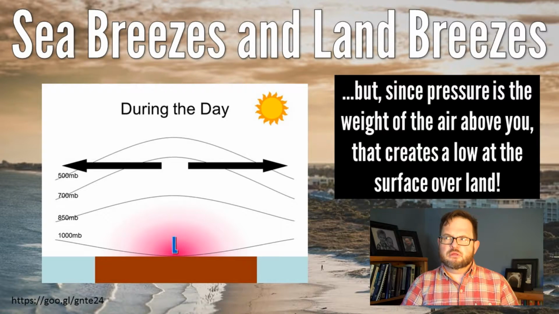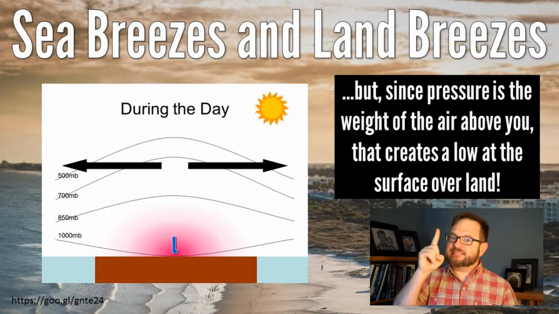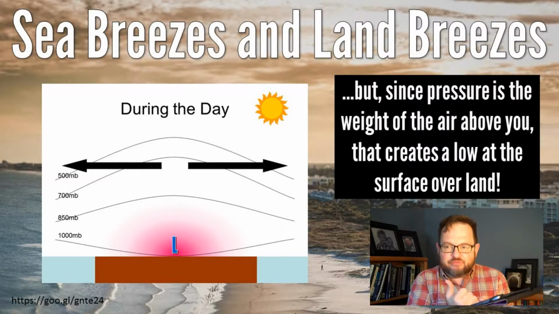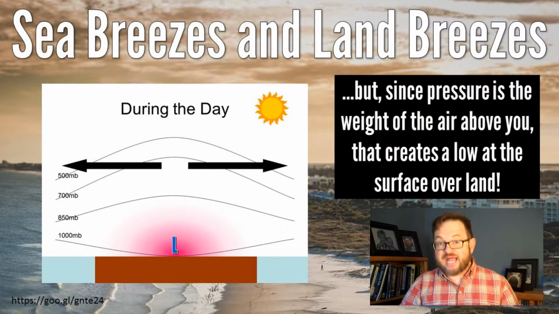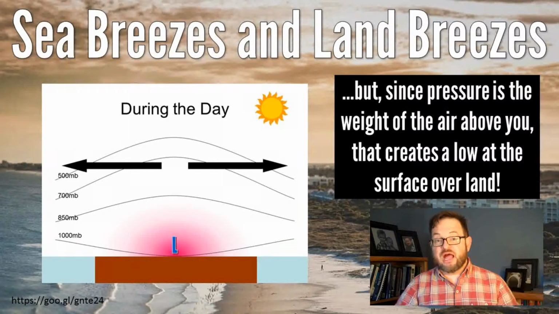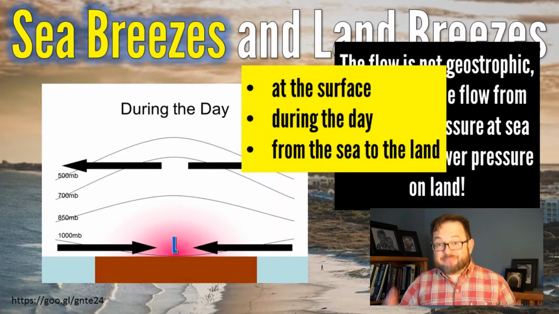But here's the deal. Pressure is just the weight of the air above you. So the pressure at the surface over the land has to go down because actual mass up above us is being taken away from the land towards the ocean. Pressure is instantaneously just the weight of the air above you. The pressure at the surface has to go down over the surface of the hot land, creating this area of low pressure. And because the winds are not going to be geostrophic at the surface, we end up with flow that is going from the areas of higher pressure over the ocean towards the areas of lower pressure over the land. And that is our example of a sea breeze.